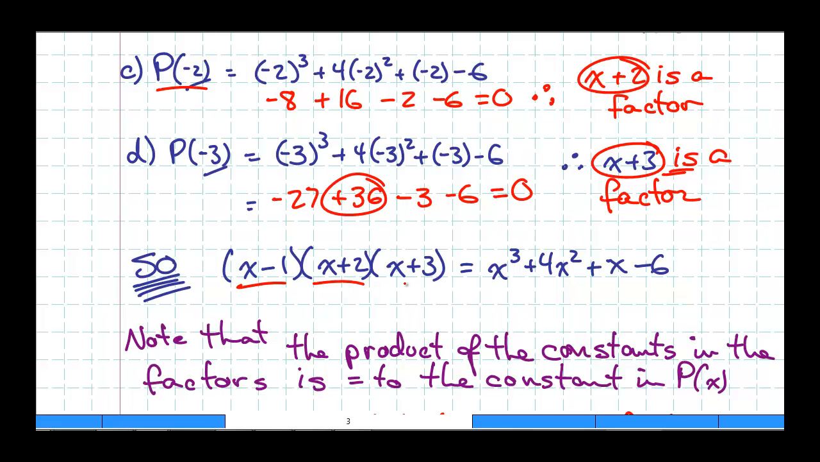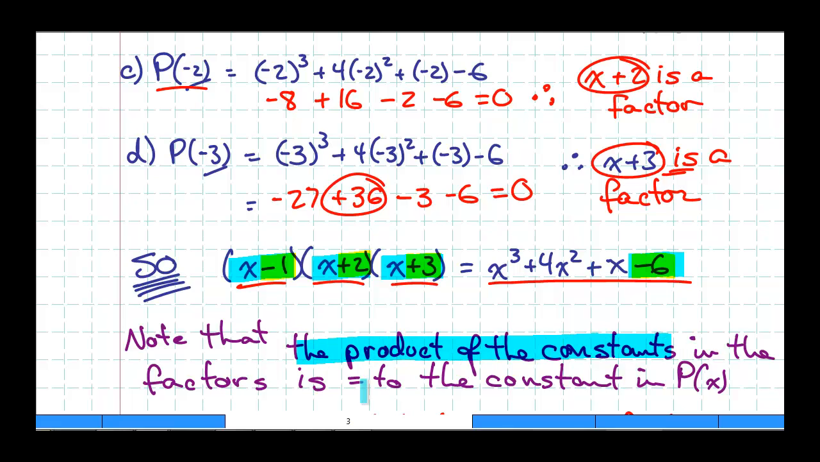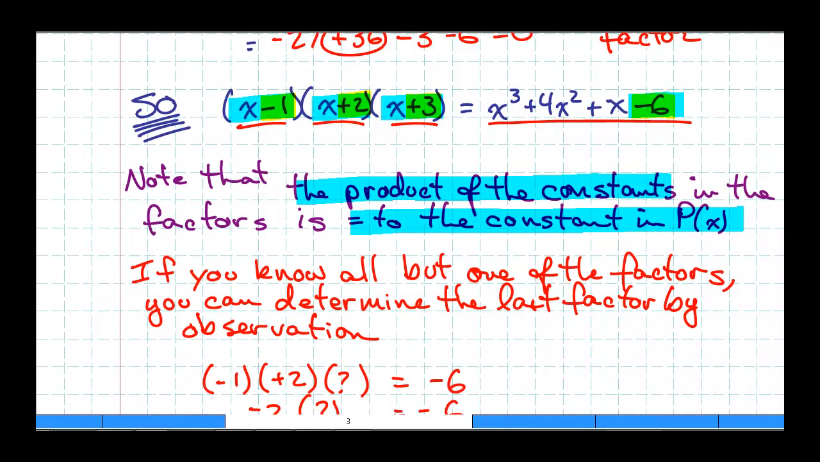So x minus 1 times x plus 2 times x plus 3 are the factors of, and are equal to, x cubed plus 4x squared plus x minus 6. Now, I want you to notice something here. Let me get my little highlighter out. Negative 1 times positive 2 is negative 2, times positive 3 is negative 6. So if my factors have the form x plus or minus a, then the product of the constants must be equal to the constant of the polynomial. Note that the product of the constants in the factors is equal to the constant in the polynomial. Again, you can pause that and take a look at it. I'm going to keep on going here.